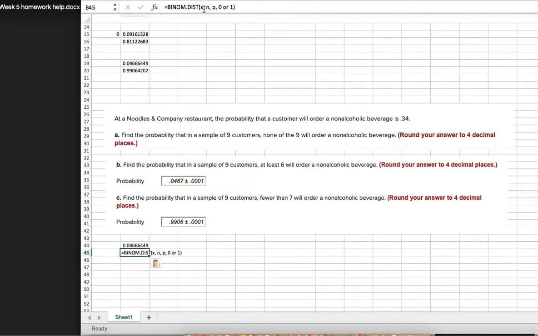And then we want fewer than 7, so that would be 6 or less. So we put the 6 in there out of 9 trials, and then the probability is the same because it's 0.34 that the customer orders a non-alcoholic beverage, and then it's cumulative. So we're going to accumulate all the probabilities from 0 through 6. And then we get 0.9906 and some change, and that's the answer.